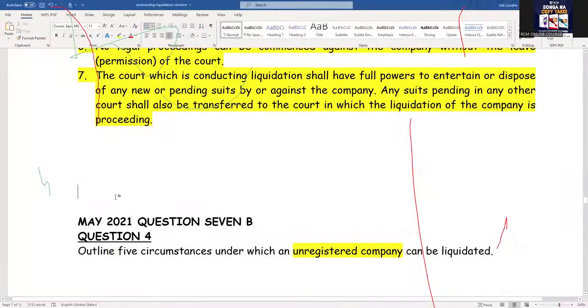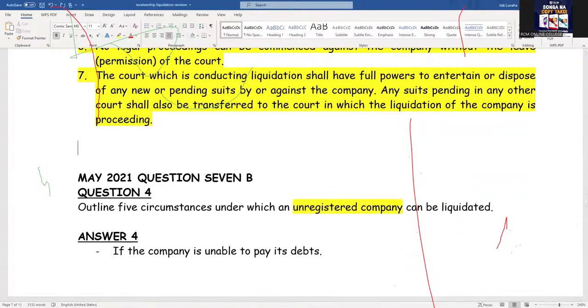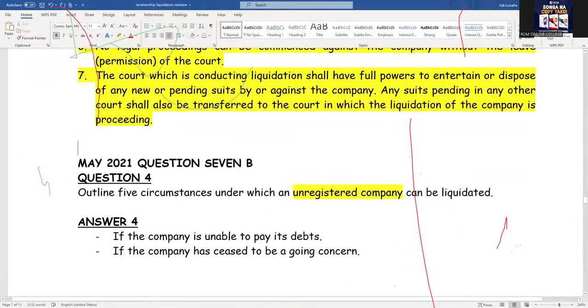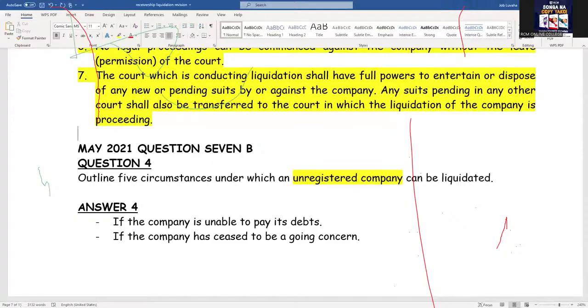This one is May 2021. So May 2021 is having to call upon us to indicate them. So outline five circumstances under which an unregistered company can be liquidated.